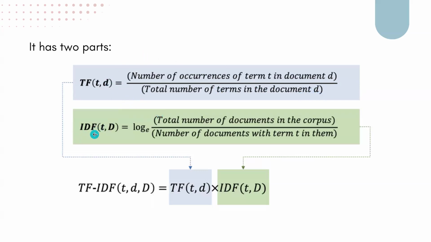And then we have the IDF, which is the inverse of the document frequency. Document frequency is the number of documents with term T in them divided by the total number of documents in the corpus. Corpus basically means the vocabulary. So we take the document frequency, then take the inverse of that and apply a log. To get the TF-IDF, we multiply the term frequency and the IDF together to get the TF-IDF score of a term in a document of a corpus.